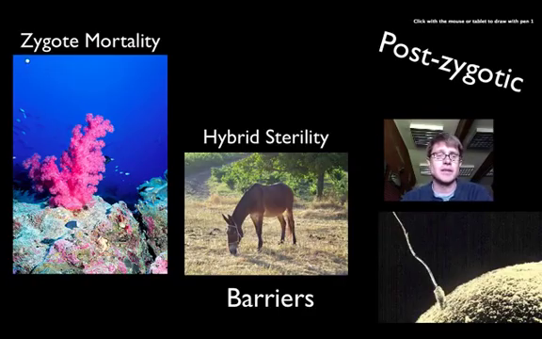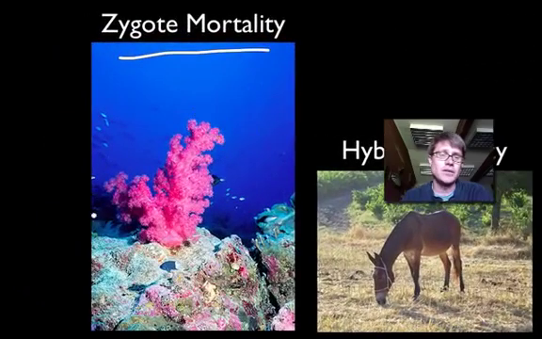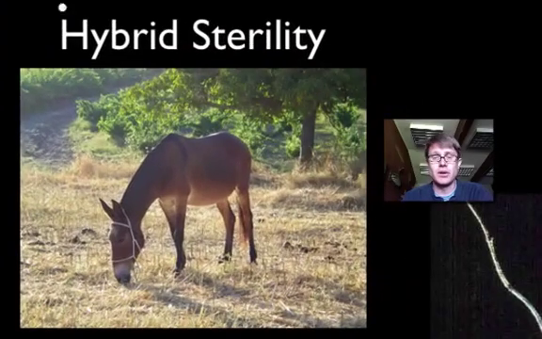Sometimes we'll actually have organisms living in the same area, and the sperm and the egg will get together, but that zygote may die. In reefs, what we'll find is that sperm is transferred from one coral to another. It'll fertilize the egg, making a zygote, but that zygote immediately dies. That's an example of zygote mortality. Sometimes you'll have different species living in the same area. For example, with horses and donkeys, you can actually fertilize the egg.